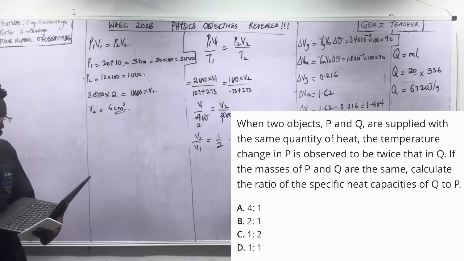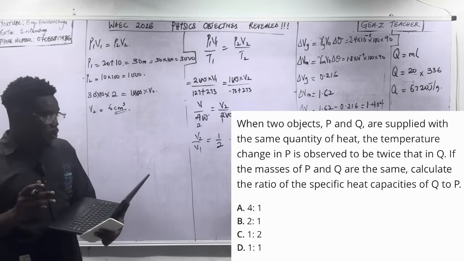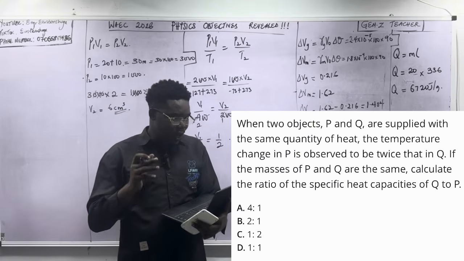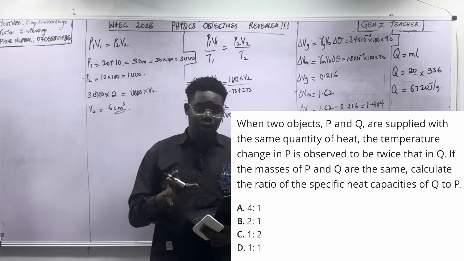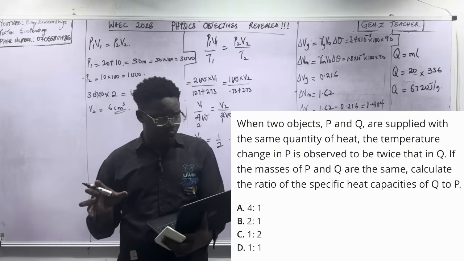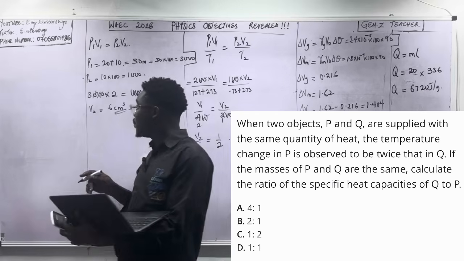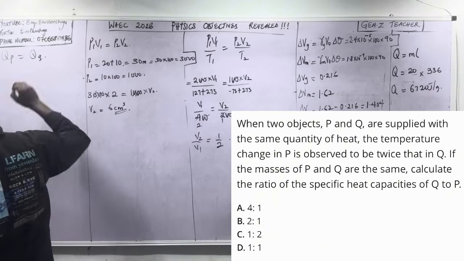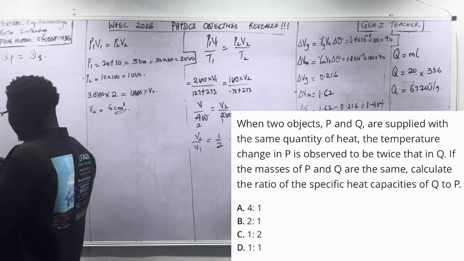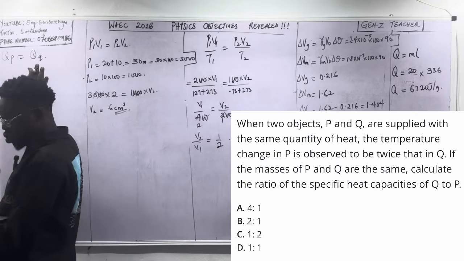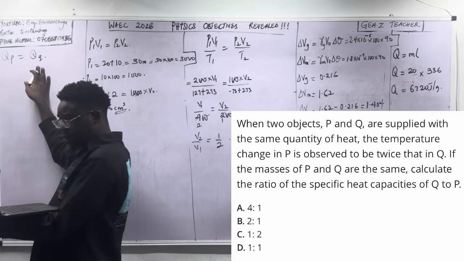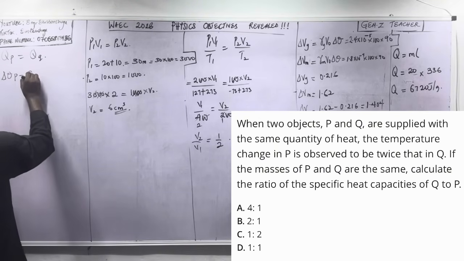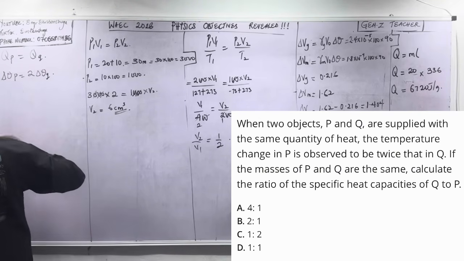Okay, number 20 says, when two objects P and Q are supplied with the same quantity of heat, the temperature change in P is twice that in Q. If the masses of P and Q are the same, calculate the ratio of the specific heat capacity of Q to P. So we have the quantity of heat for P and for Q. We're told that the quantities of heat were the same, so they're equal, and we're going to solve from here. The temperature change in P is 2 times the value for Q.